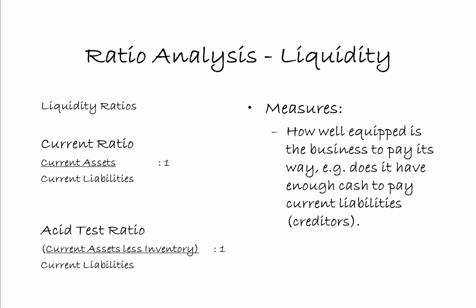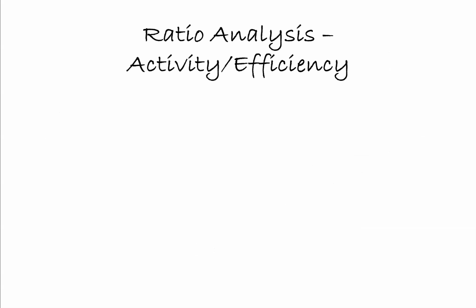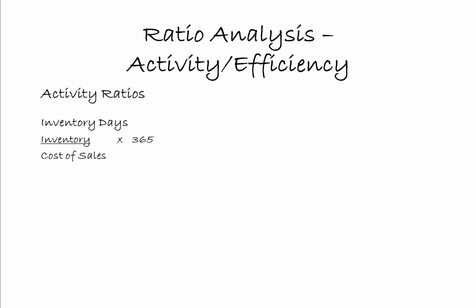The third area we have is the activity or the efficiency ratios. Now, under these we have 3 ratios. The inventory days. So inventory divided by cost of sales multiplied by 365. So you notice 365, so we're talking about the days. How many days of stock or inventory do we have on the premises or in the business? 365 being the number of days in the year.